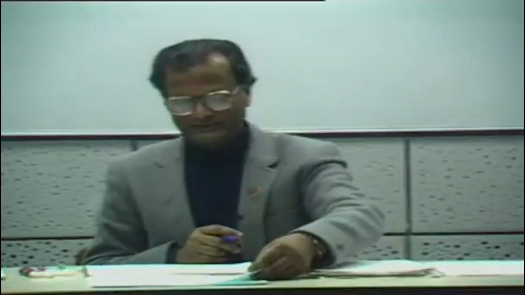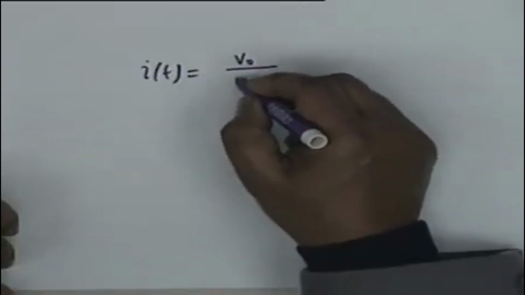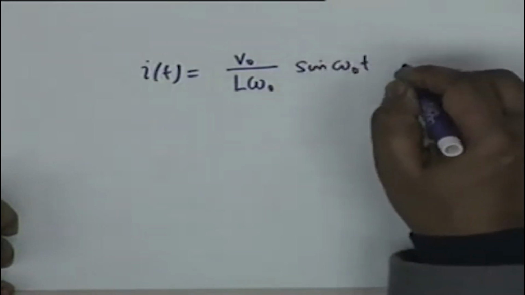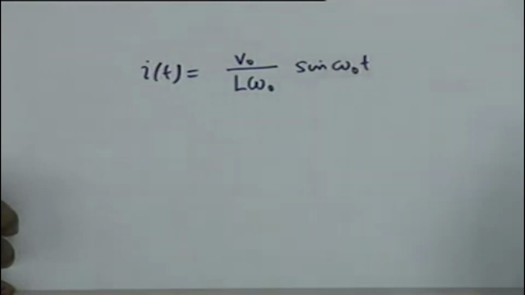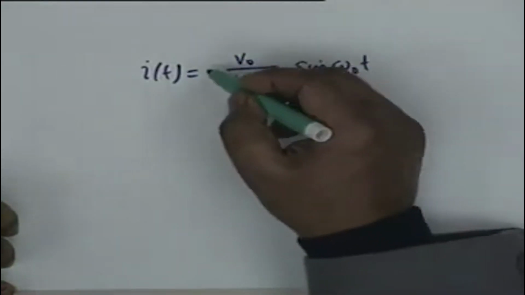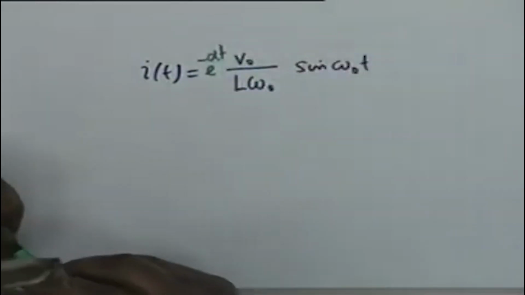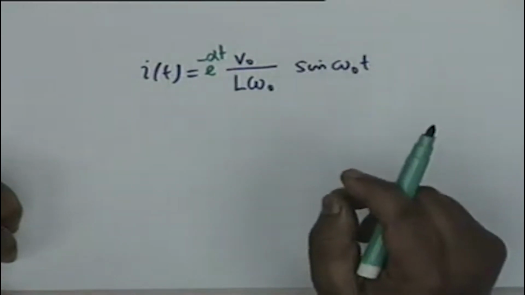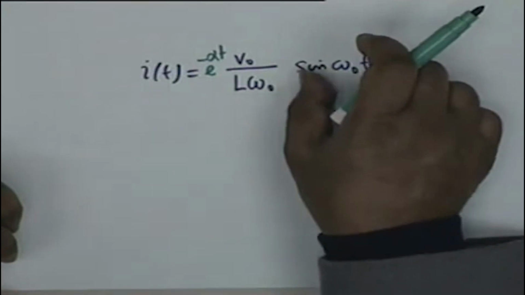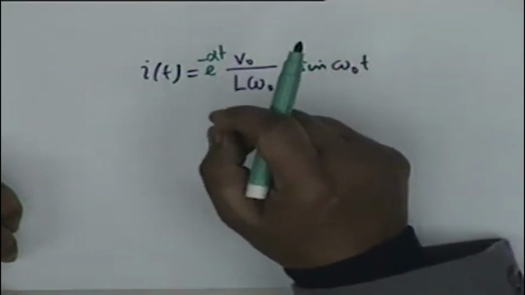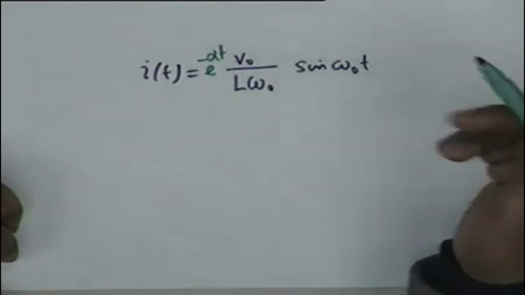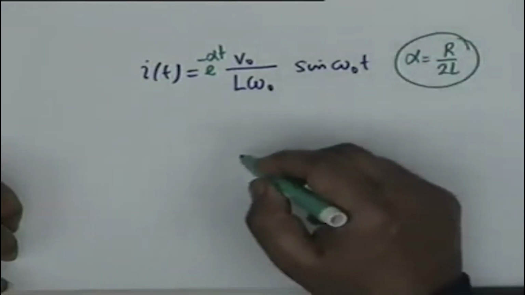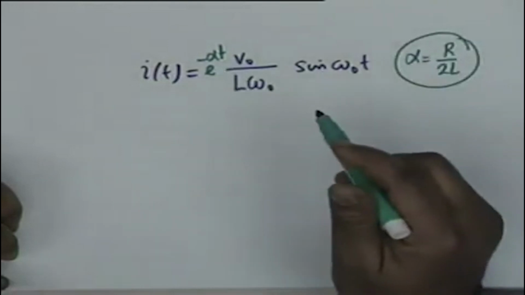And therefore my current solution, the total solution, would be V0 by L omega 0 sine of omega 0 t times e to the minus alpha t. That factor shall be there. Now suppose sine of omega 0 t was not there. Then you see the dependence on time is exponentially decaying, because alpha is R divided by 2L. It's a positive quantity, and therefore e to the minus alpha t decays with time.